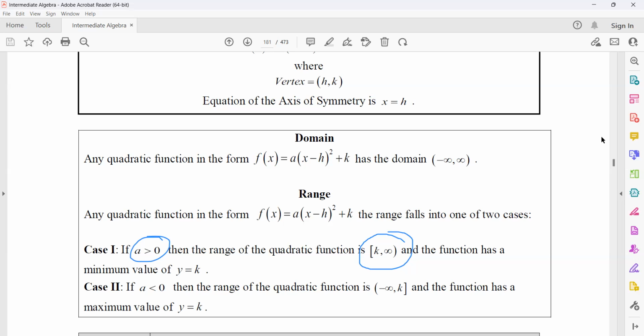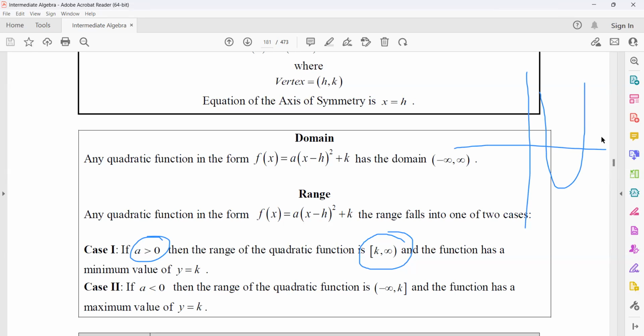Now, if you remember from what we did previously, we saw that when you have a greater than 0, the graph will open up, right? We said that. Now, when the graph opens up, we know that the domain is all real numbers. But what about the range? And the range is the set of y values, right? The possible y values or output values. Now, let's look at this graph and talk about the range.